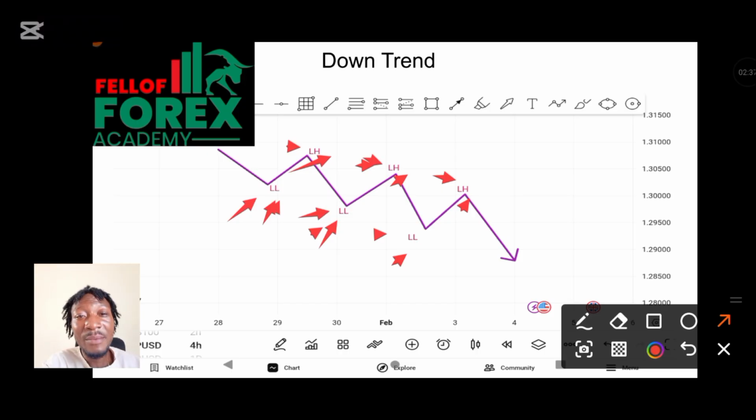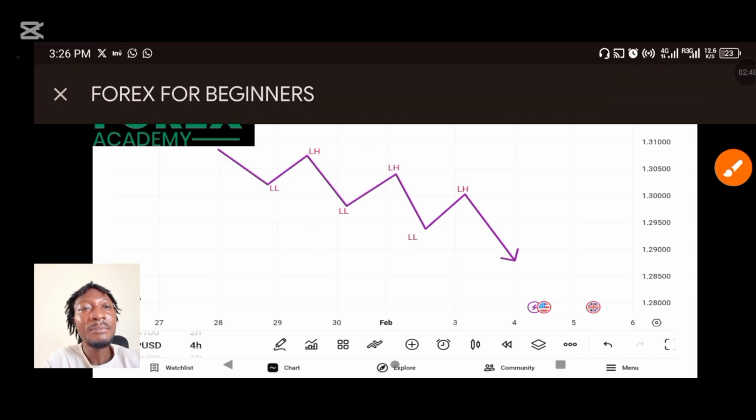If you go down to the 1 minute, you will see it. To the 2 minutes time frame, you will see it. To the 4 hours time frame, you will see it. To the 3 minutes time frame, you will see it. So this is simply how the market moves.